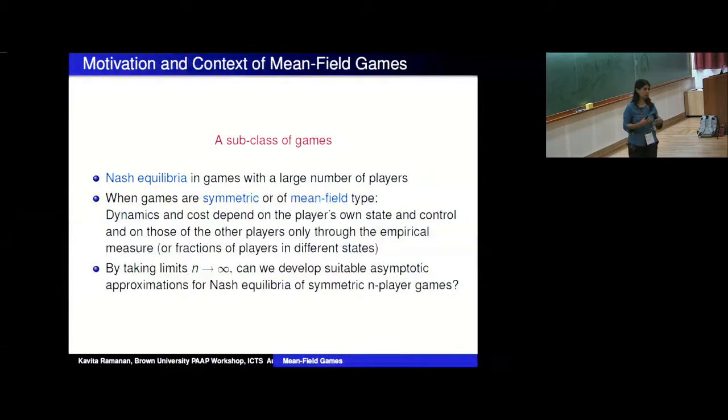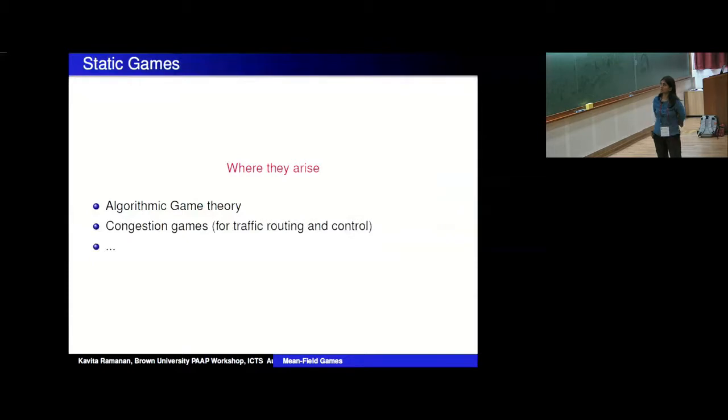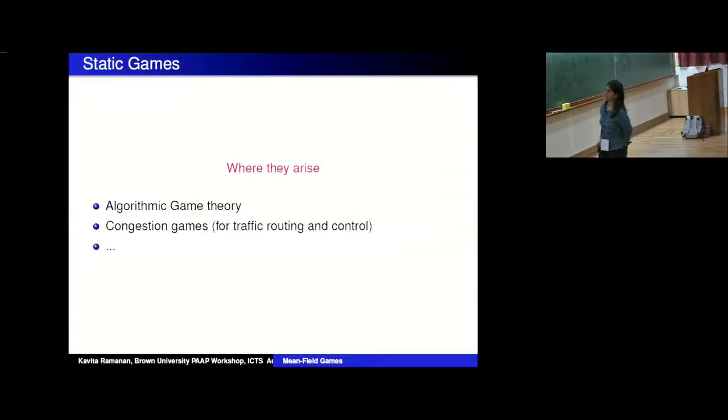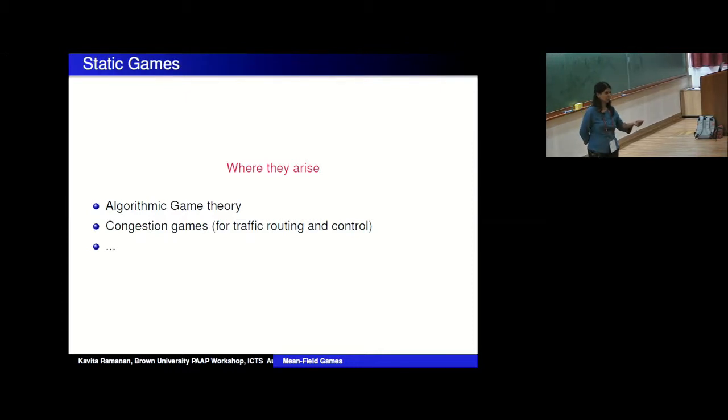Many people are interested in dynamic games where people are moving and reacting to each other, but today we're just going to be talking about static games. So where do these static games arise? They arise in a number of places, such as algorithmic game theory and congestion games, and I'll define both of these things. The simplest static game, not necessarily of the symmetric type, would be auction games. Everybody has to decide what price they're bidding, and then you take the highest of all of these. So this is also a game where people are interacting.